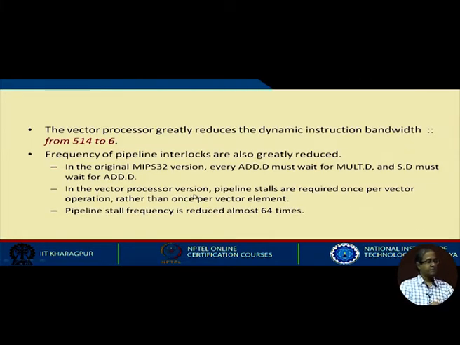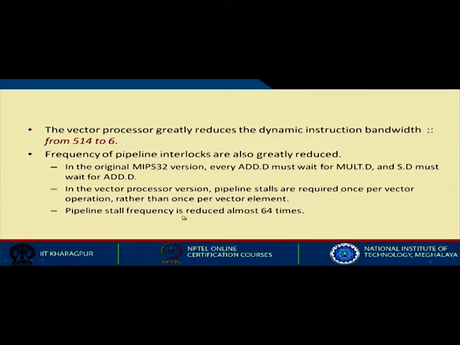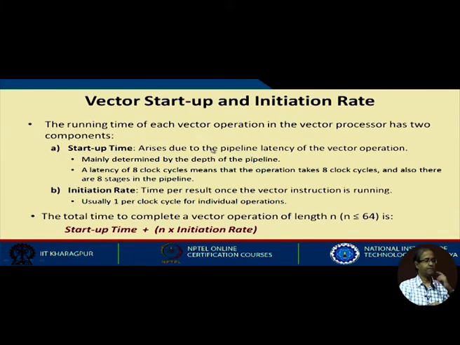In vector processing, the stalls are required once per vector operation, that means per instruction, rather than once per vector element. In the original version, stalls occur in every iteration, that means once per vector element. Within a vector instruction there are no stalls, but between vector instructions there can be stalls. So, in general the pipeline stall frequency is also reduced by almost 64 times. These are the main advantages.